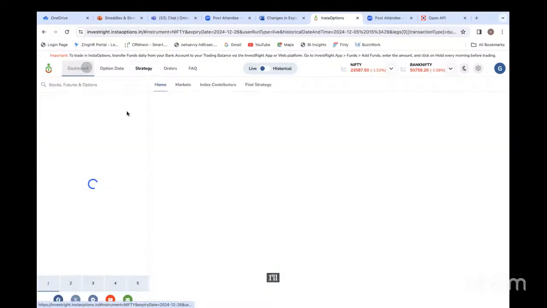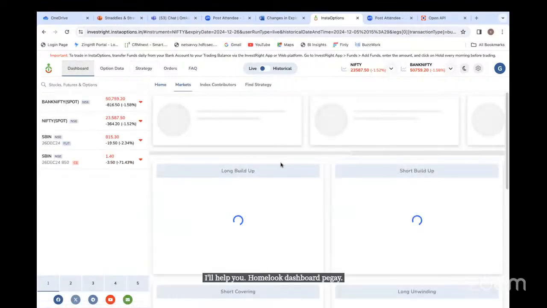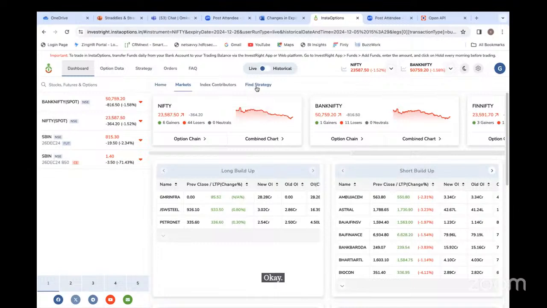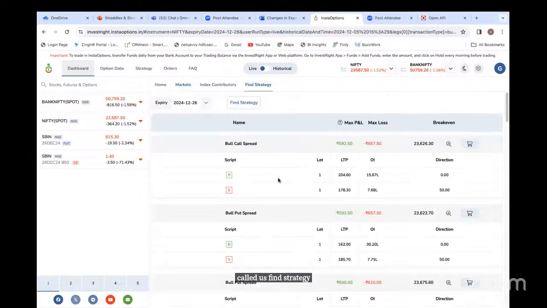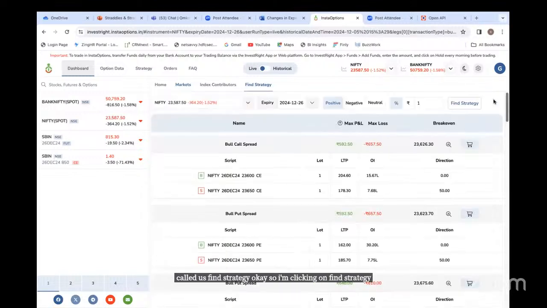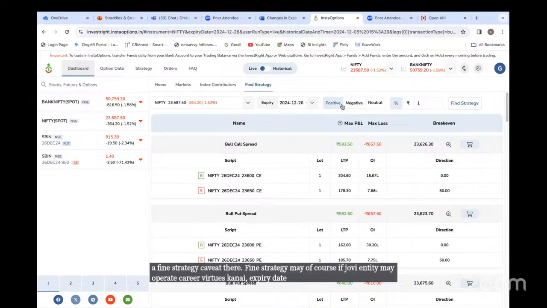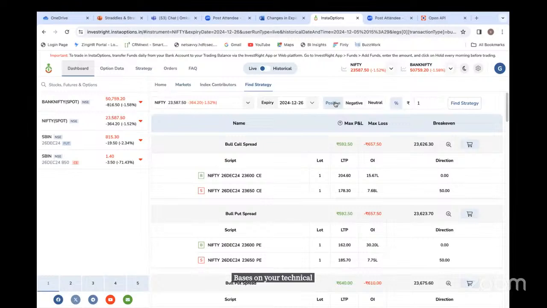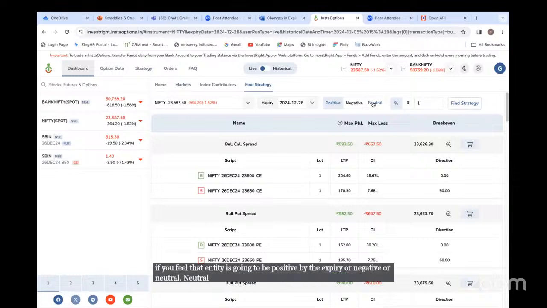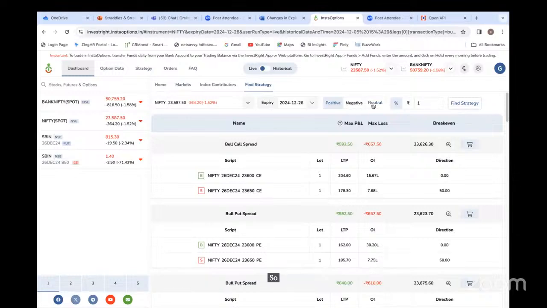I'll help you. We go to the dashboard. Okay, on the dashboard you can find one tab called find strategy. Okay, so I'm clicking on find strategy. Now what does find strategy do? In find strategy, you only have to choose the entity you are trading in, choose the expiry date, and you only have to give the view basis on your technical analysis. Okay, if you feel that entity is going to be positive by the expiry or negative or neutral, neutral means range bound.